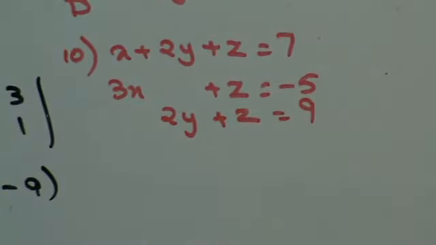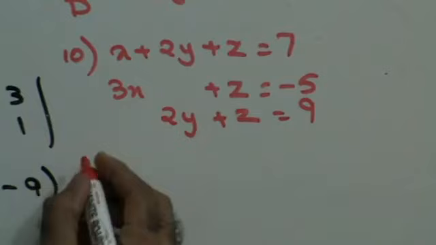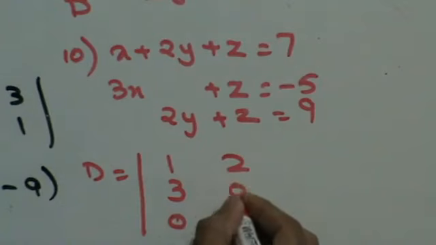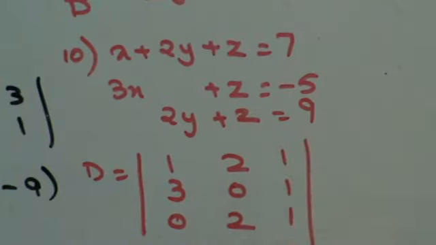Now in the second equation variable y is missing. In the third equation variable x is missing. How do I solve this? D will be 1, 3. Since x is missing, I'm going to assume this to be 0. Then 2, y is missing, I'm going to assume that to be 0. So 2, 0, 2, 1, 1, 1.